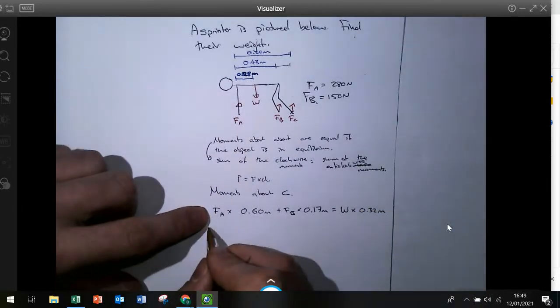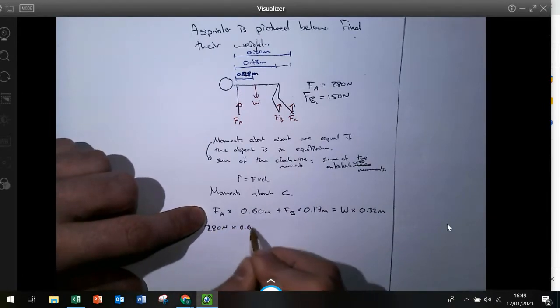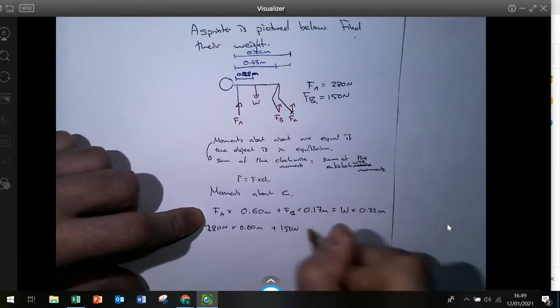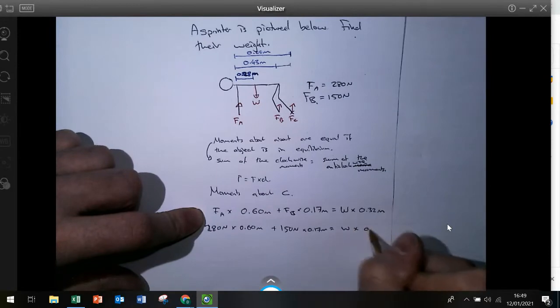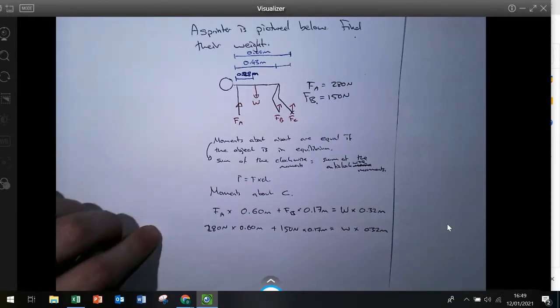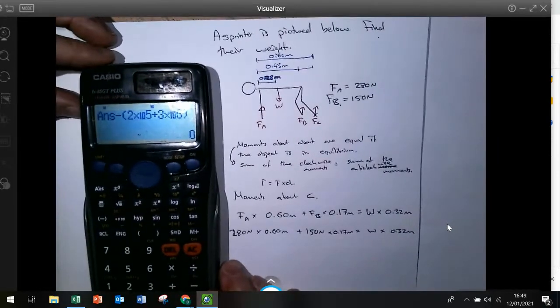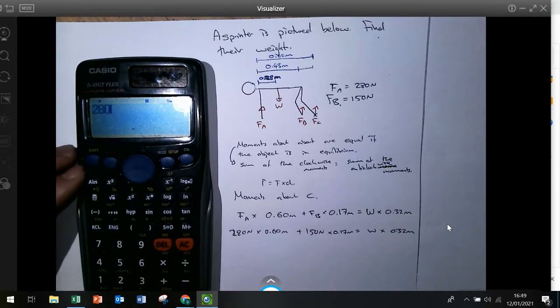Now we've been given force A, that's 280 newtons. So we can replace some of these unknowns. We know what force B is, 150 newtons. And we're trying to work out W. So now we can solve the equation for W. So we'll type all our numbers in the calculator.